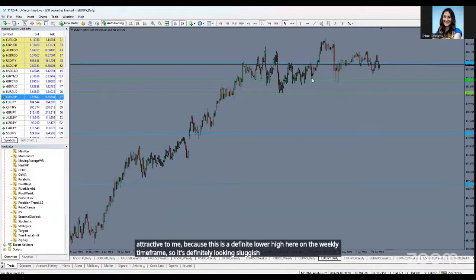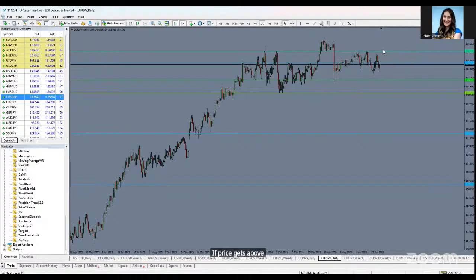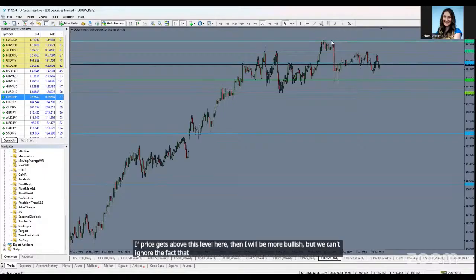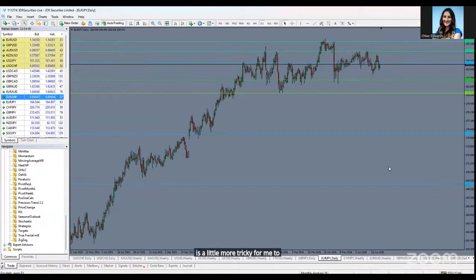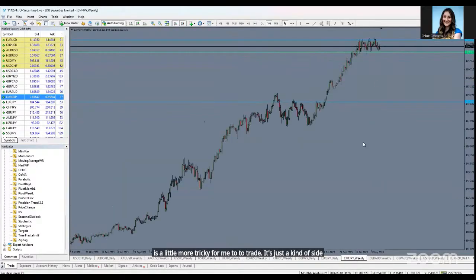The daily time frame isn't really showing me any trend at all. It's just really a sideways range. In fact, there's definitely a level there. If price gets above this level here, then I will be more bullish, but we can't ignore the fact that there's another level just up here that price has struggled with as well. So this really is a little more tricky for me to trade. It's just a kind of sideways range at the moment.